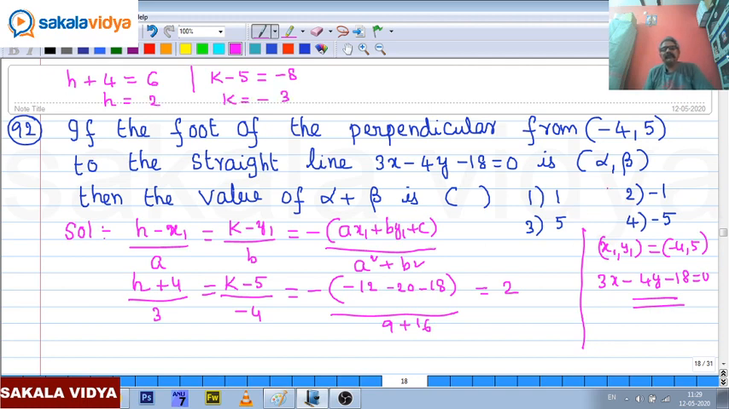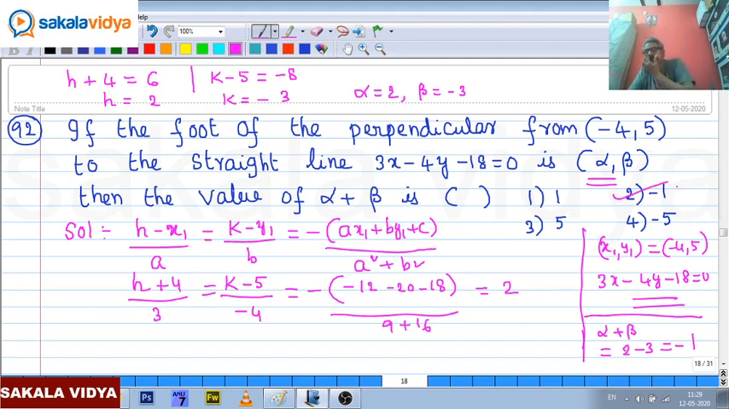So here what is given? (h, k) is equal to (alpha, beta). So that means alpha is equal to 2, beta is equal to minus 3. We need to find alpha plus beta. That is 2 minus 3, so minus 1. Second option is the right option.